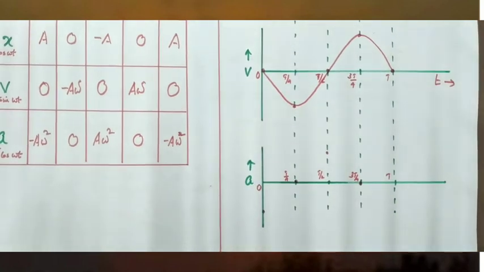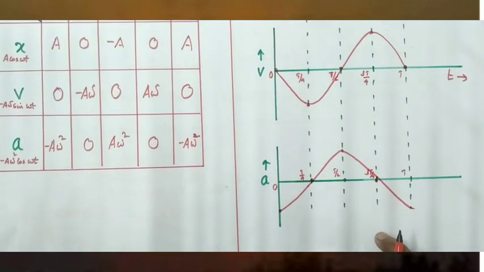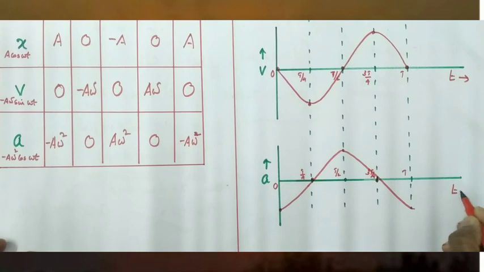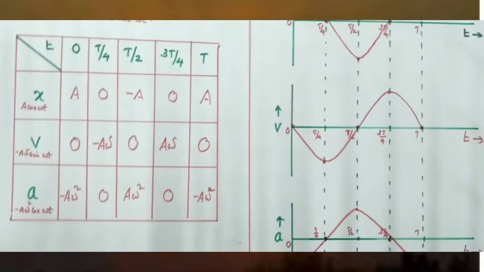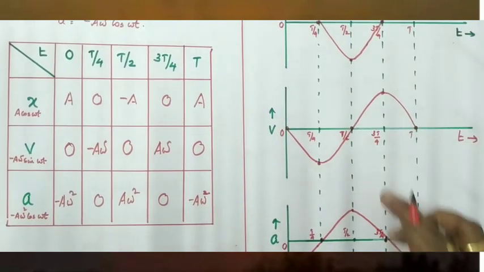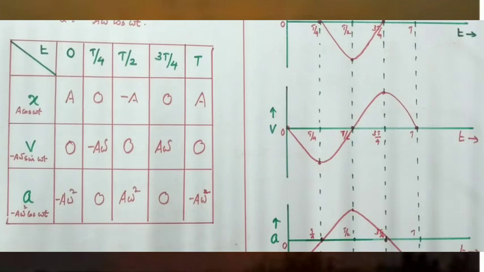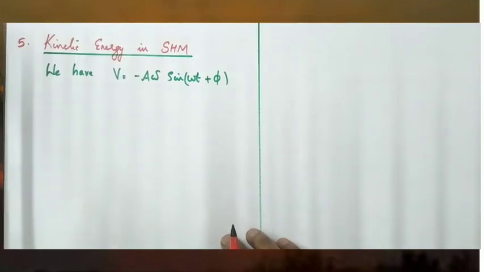If we join the points, we will obtain the graph like this. Okay, so this is the graph relating time and acceleration. Okay children, so this is the plot relating displacement, velocity and acceleration with time for a simple harmonic motion. Now we can derive the formula for kinetic energy for a particle in simple harmonic motion.